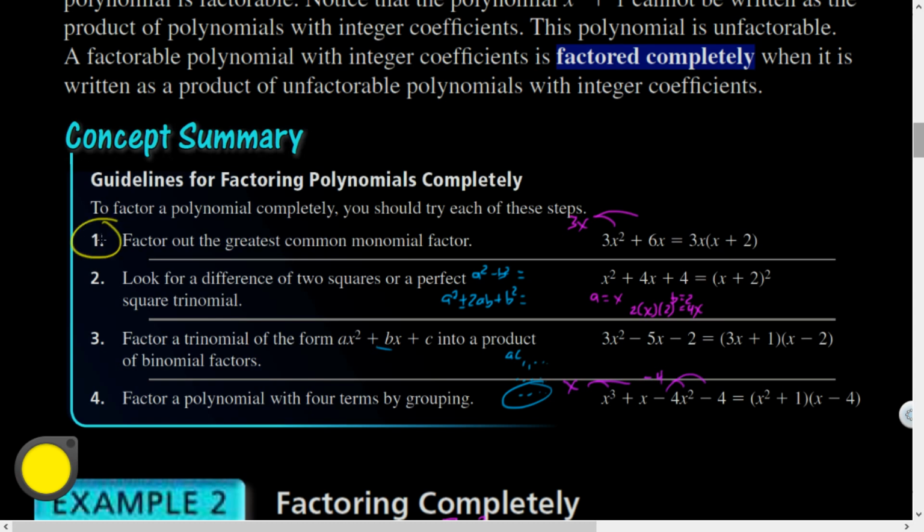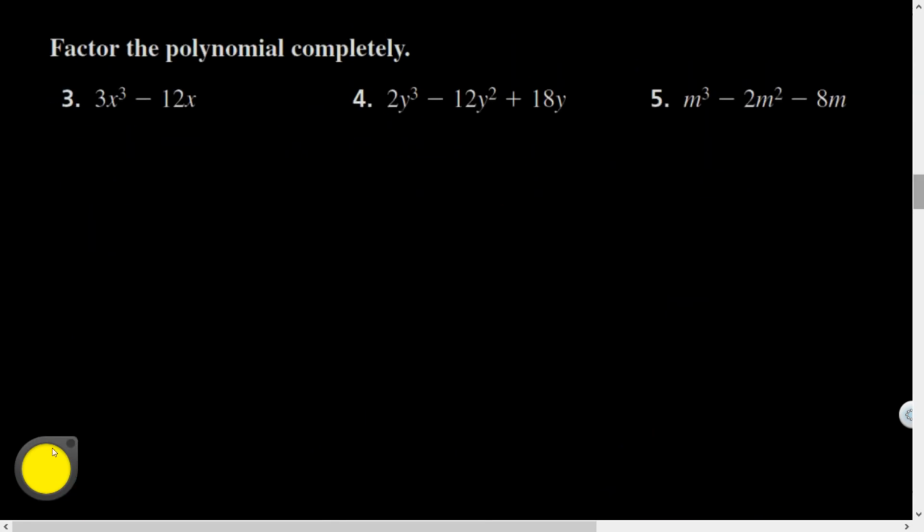So let's see. Austin, our first strategy is to see if I can yoink, yoink, yoink. Yeah, so Austin and I agree. We'll take out a 3x. And Austin, what would you say would be left inside? Yeah, I agree. Okay. Let's see. Tyler, do you believe that Austin and I have fully factored this? Do you think I could take this any further? Do you think maybe I could use a pattern on this?